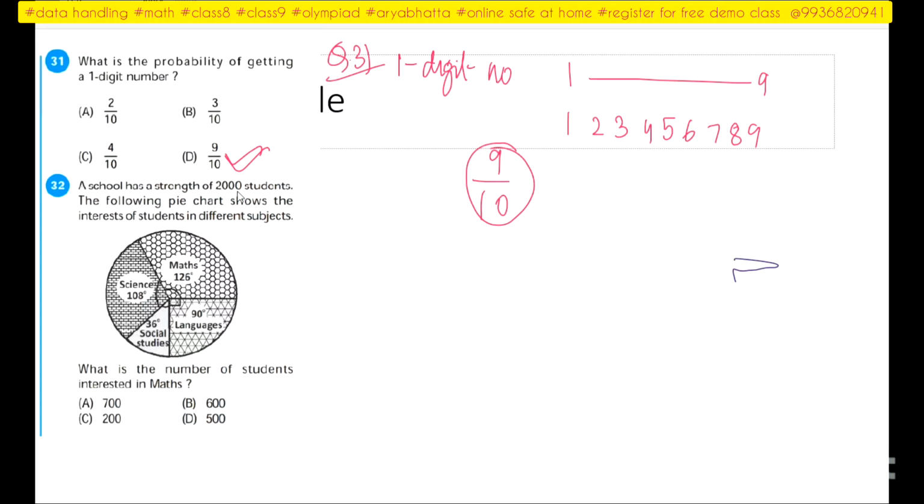A school has a strength of 2000 students. The following pie chart is shown in this way: science, maths, language and social studies. What is the number of students interested in maths? Interested students in maths. How can you find out?